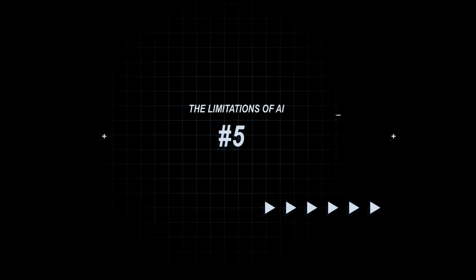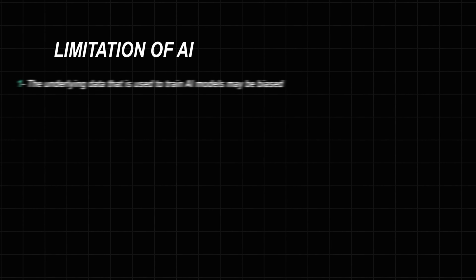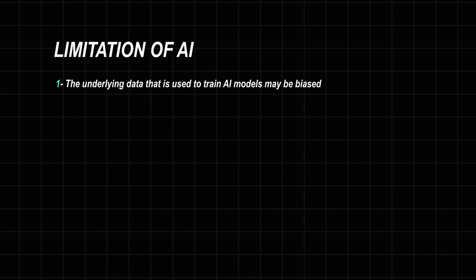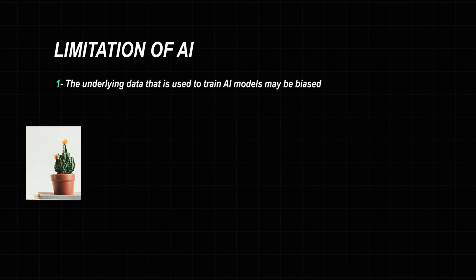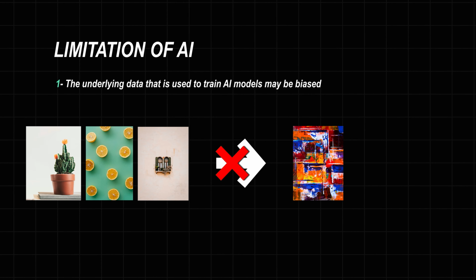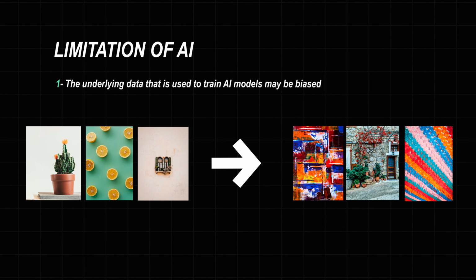Takeaway number 5 is a topic that many of us, including myself, tend to overlook when using AI tools, and it's to understand the limitations of AI. First, the underlying data that is used to train AI models may be biased. If a text to image model is only trained on minimalistic graphics, it might not produce flashy and bold designs.